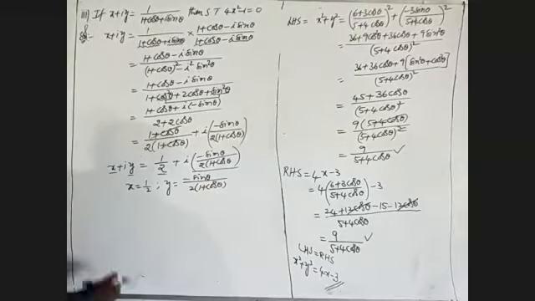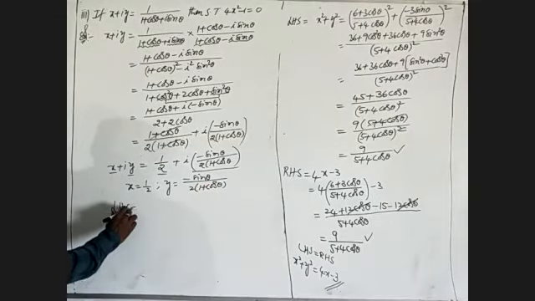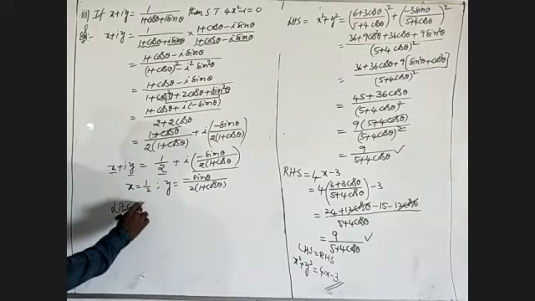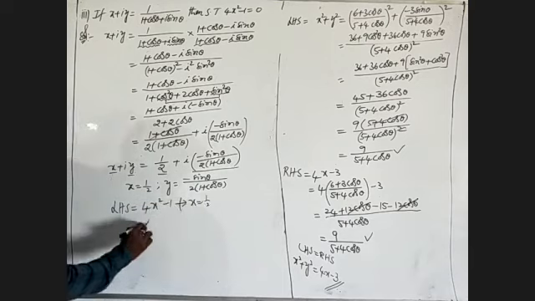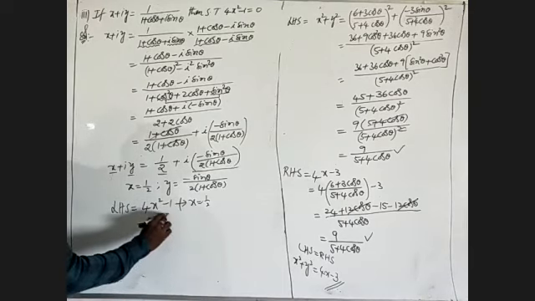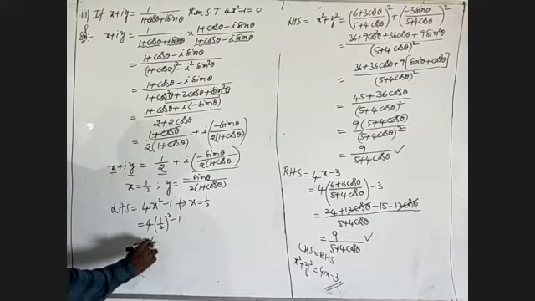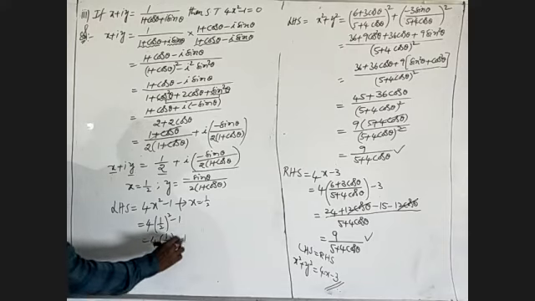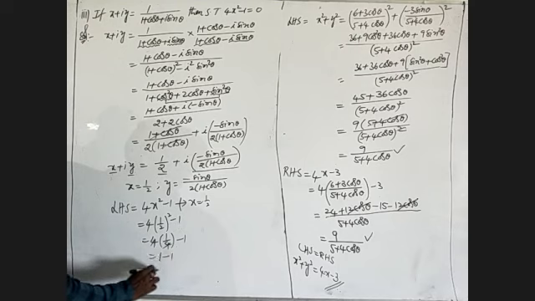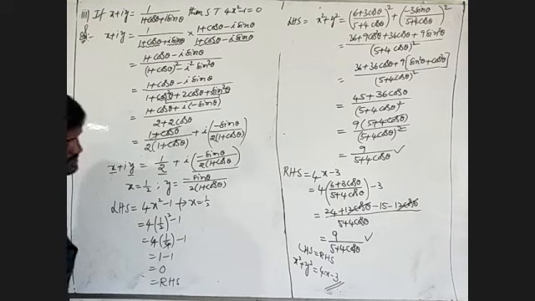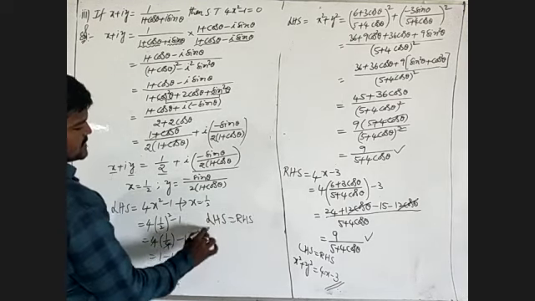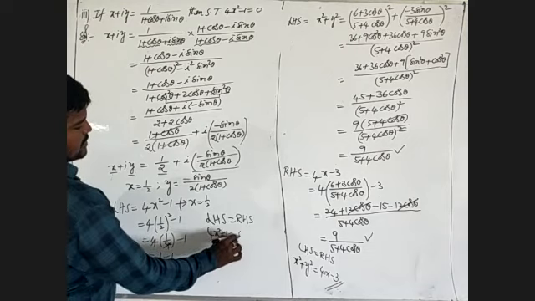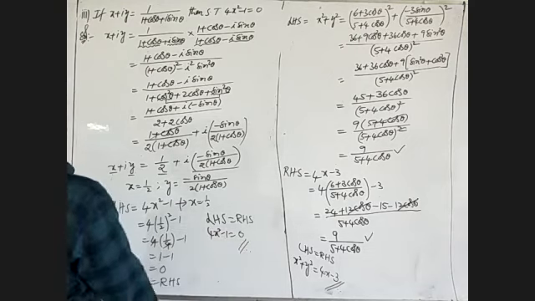What is the proof of the given one? I will take LHS, where the given LHS is 4x square minus 1, and substitute x: 4 into 1 by 2 whole square minus 1, that is 4 into 1 by 4 minus 1. 4 and 4 will be cancelled, remaining is 1 minus 1, which is equal to 0. This is the value of RHS. So LHS must be equal to RHS, where LHS is 4x square minus 1 is equal to 0. That is the proof of the given one.